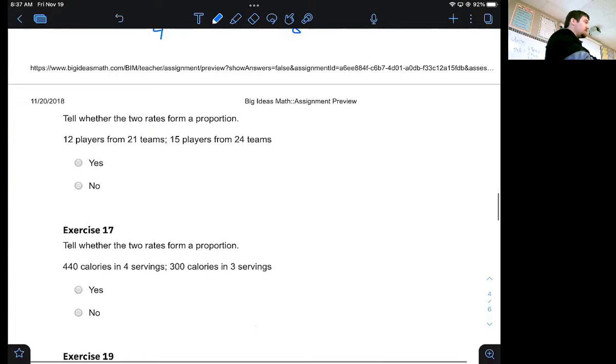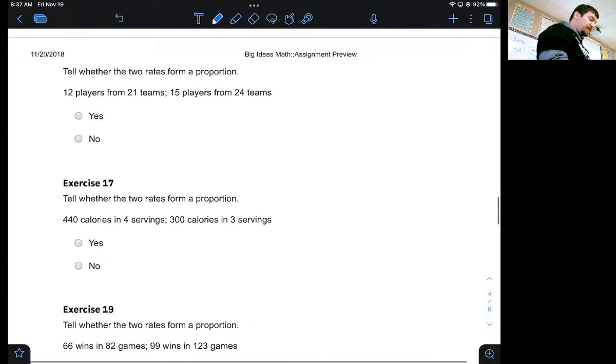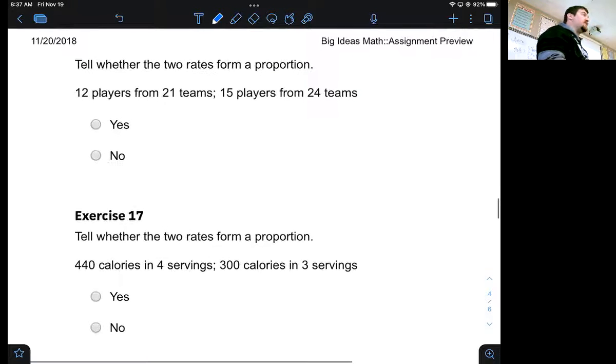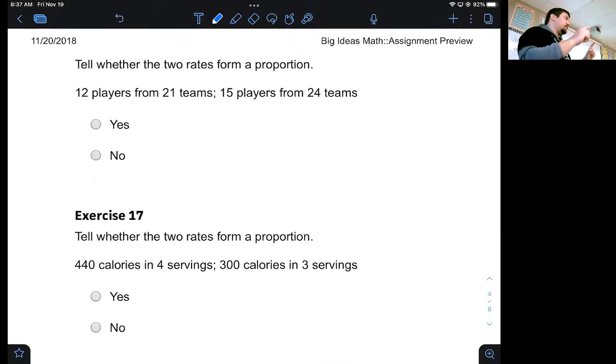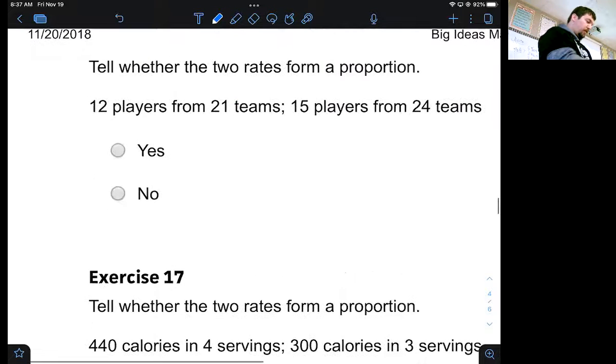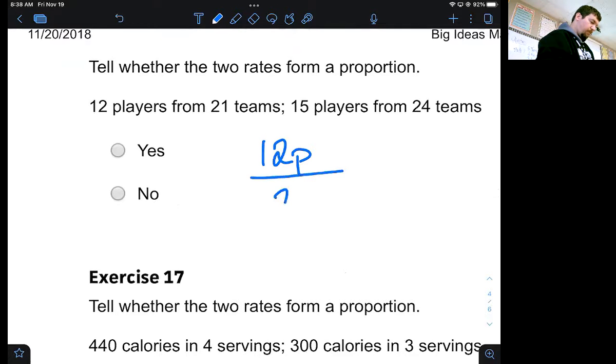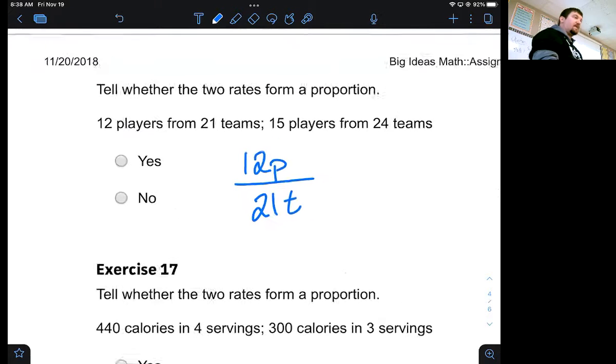And then you get to problems like these. And don't let these freak you out. This is the same thing. It just didn't give you the fraction pre-written. So you write it yourself. Parker, when it says 12 players from 21 teams, how do I write that? Well, that's right. I'm just writing the ratio as a fraction so that I can compare it.